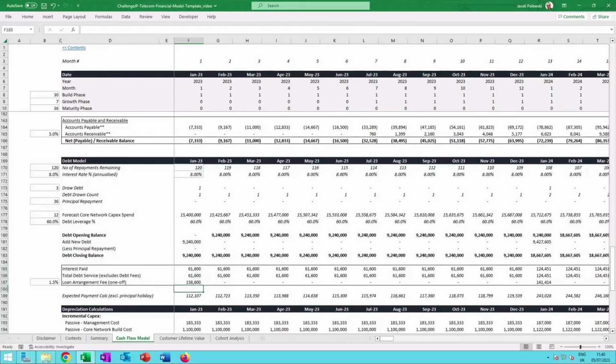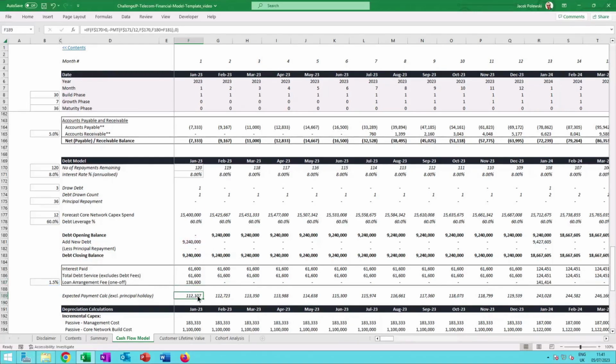And I'm also assuming that you need to pay some loan arrangement fees. So those are one-off fees related to drawing a new debt, which is simply, in our case, a percentage. So for example, 1.5% times the new debt figure.